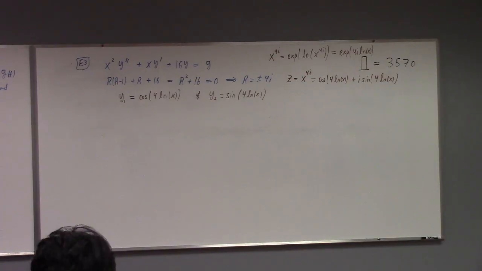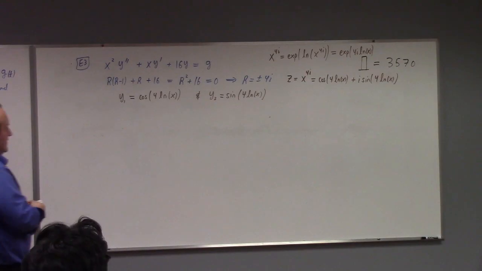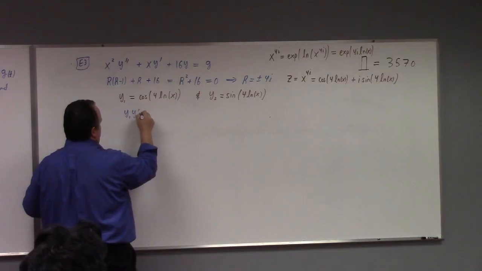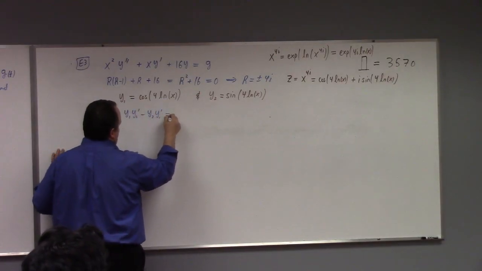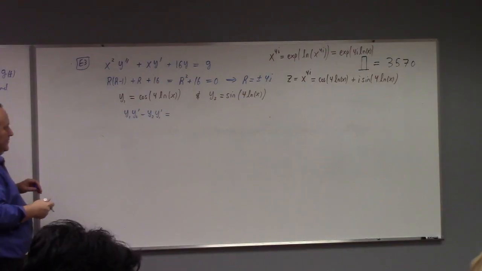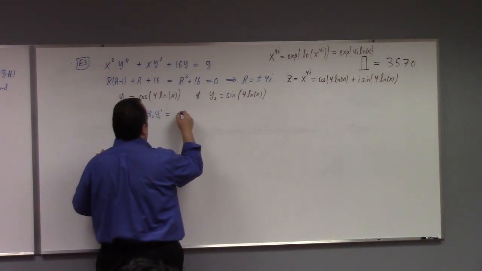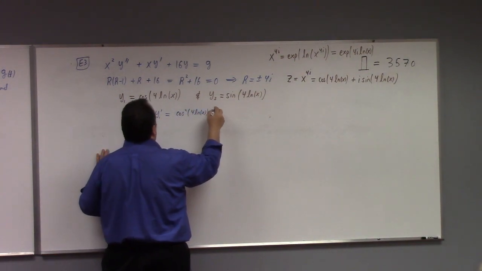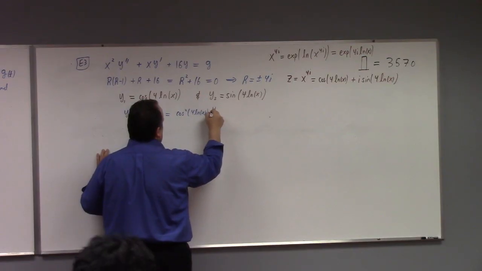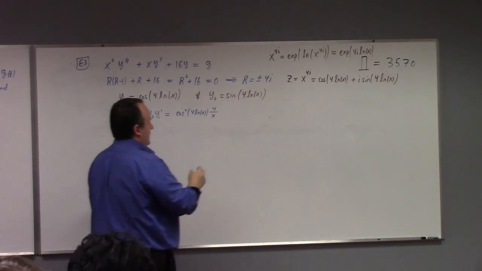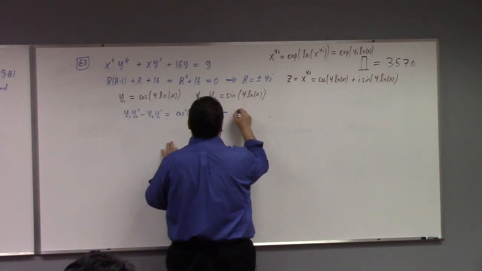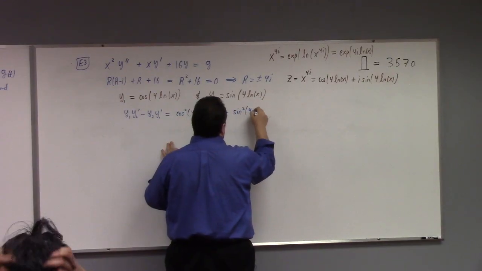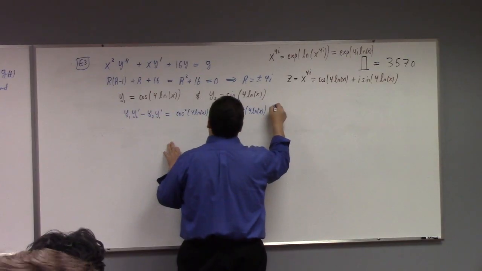We should probably calculate the Wronskian. Get that out of the way, right? So what's the Wronskian here? y1 y2 prime minus y2 y1 prime. What's that work out to here? So we've got cosine squared of 4 log x times, well, apparently 4 over x, right? And then minus sine, minus and minus is plus, so plus sine squared 4 log x times 4 over x.